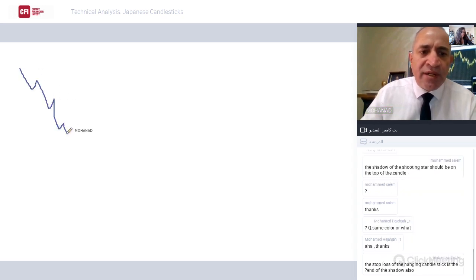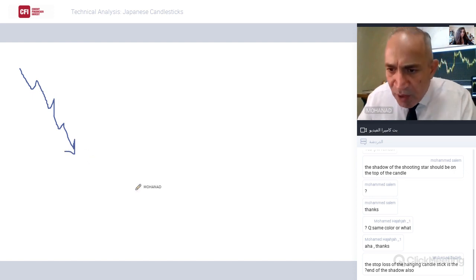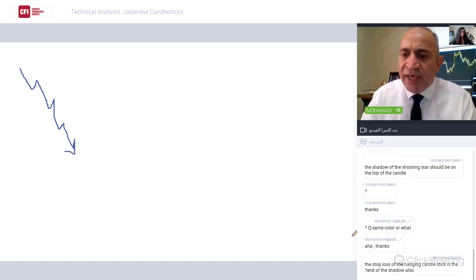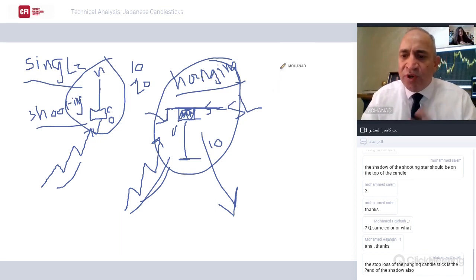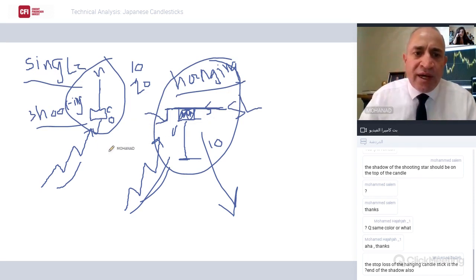If I have a downtrend line, the stop loss of the hanging candlestick is the end of the shadow also? No, at the highest, let us go back. For the hanging man, the high of the candle is my stop loss. Yes. The high of the candle. We said each candle has four pieces of information: open, close, high, and low. For the bearish reversal candlestick, the high is my stop loss.